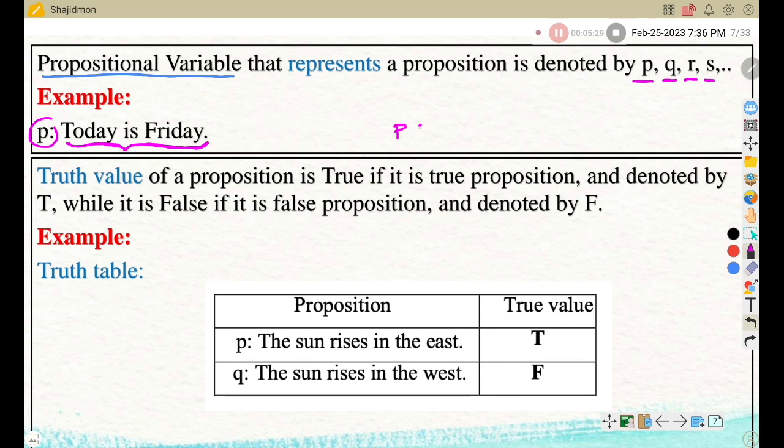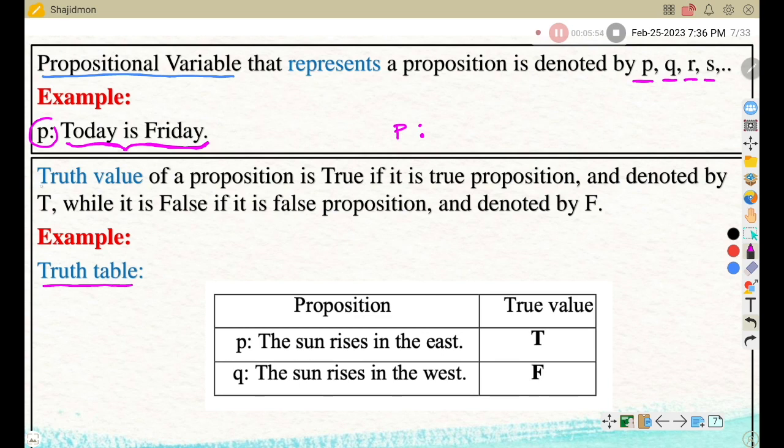You can put a colon after that, just for understanding: p means today is Friday. That declarative sentence is represented by a propositional variable; using p we represent that one. So I hope you understood the meaning of propositional variables. We can use p, q, r, s, any letters we can use. Now, what is the meaning of truth table?